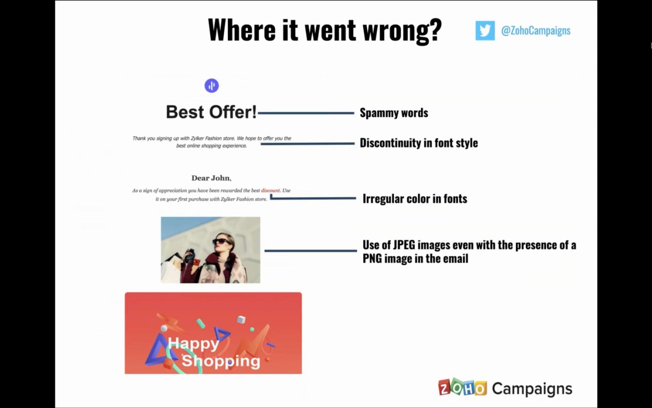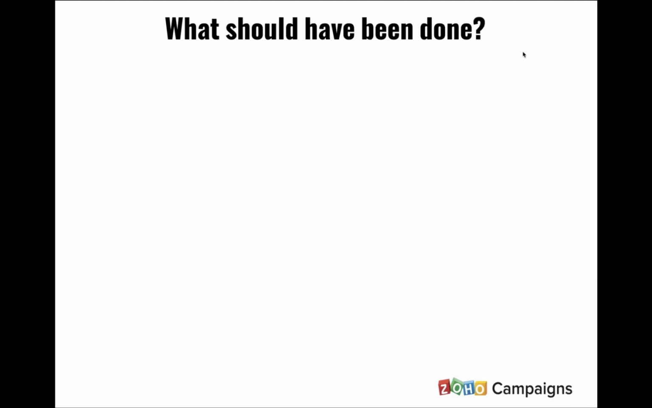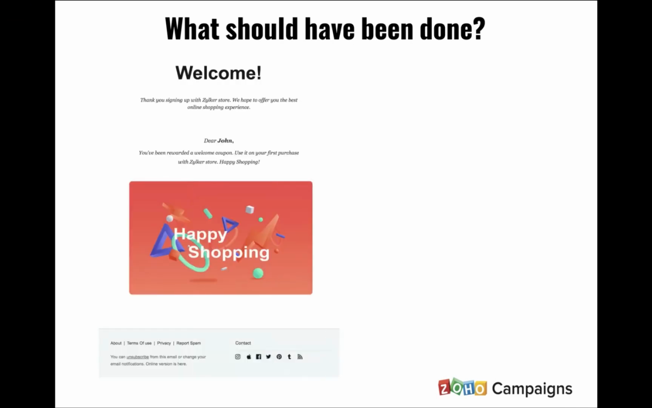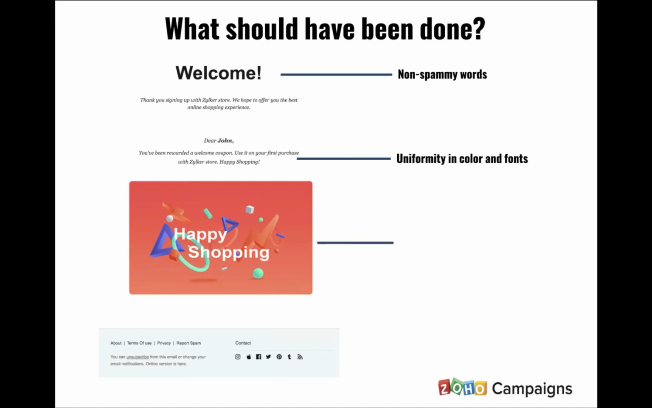So what should have been done? Now let's take a look at a perfectly made email template without any spammy elements. What should have been done by Zilker Fashions? As you can see, it contains the word welcome, which is not a spammy word. Plus, you can see that the entire content has uniform colors and fonts. And as I said, there is the use of PNG images, which is a better option.